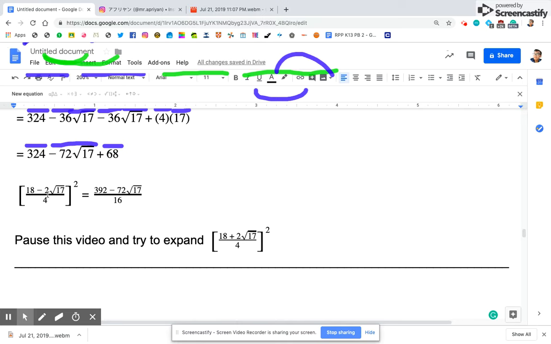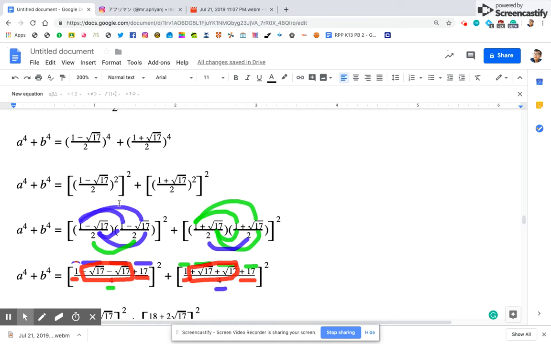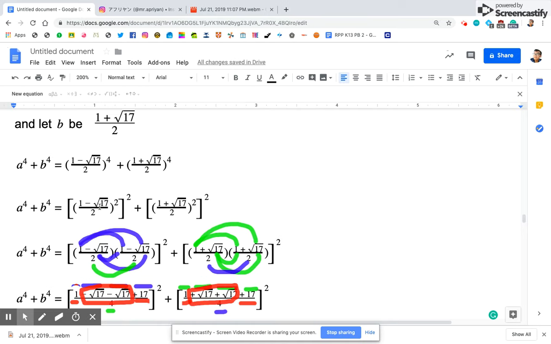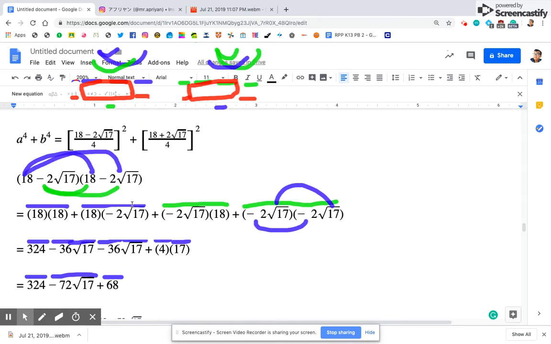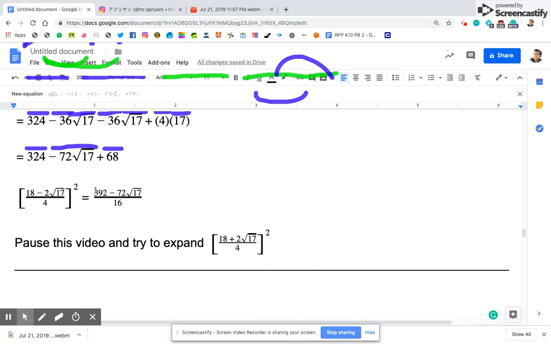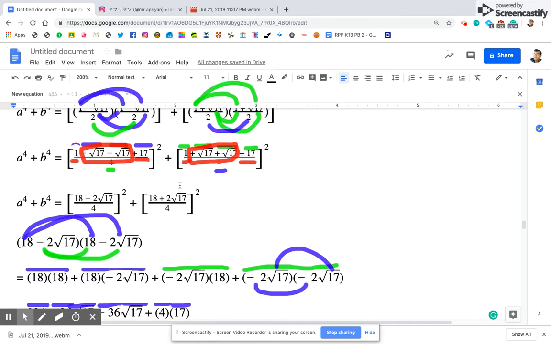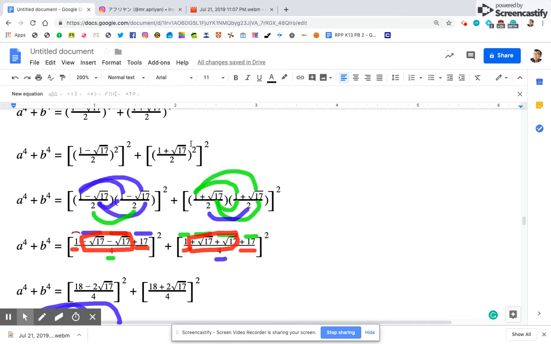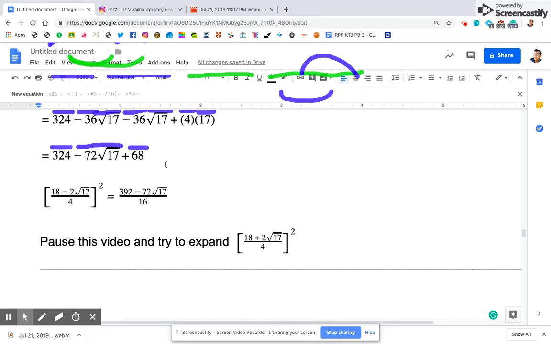Don't forget, since our equation is this one, don't forget to square the 4. So 4 to the power of 2 is 16. So we have a conclusion that this first part can be replaced by this. Now pause this video and try to expand the right side. This one. Try to expand this. All right. Go. Pause this video.